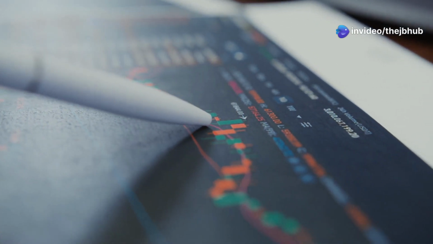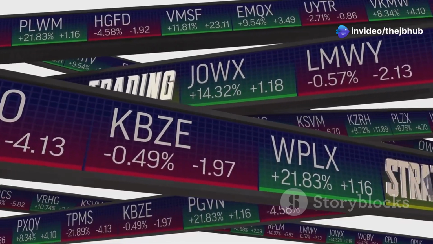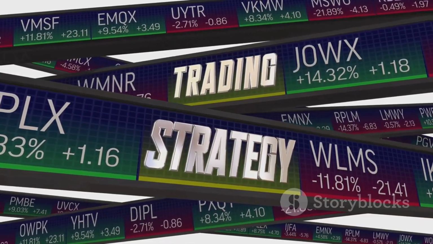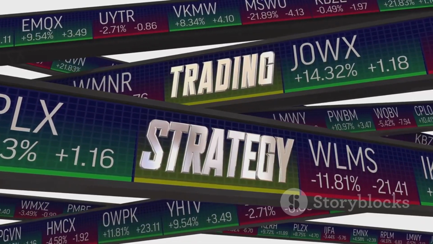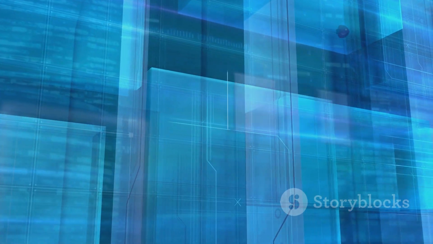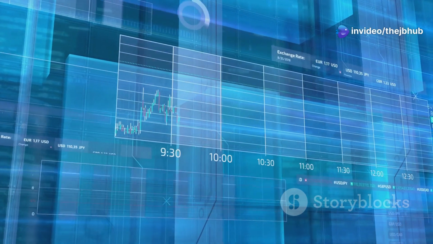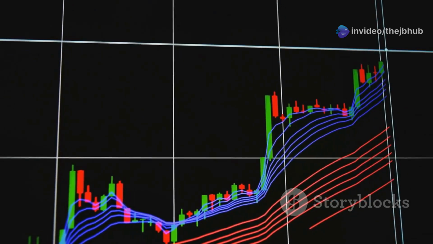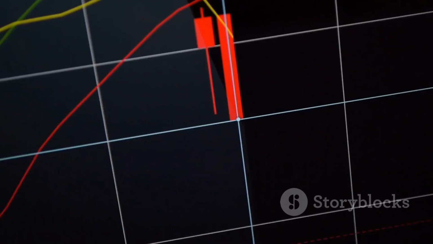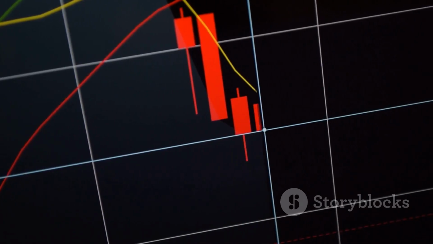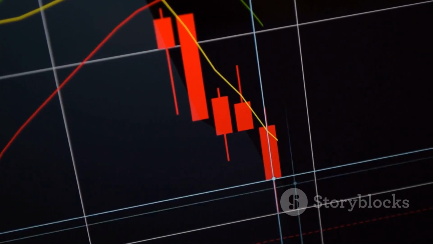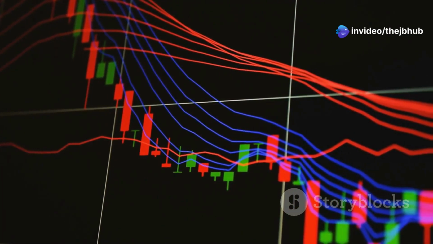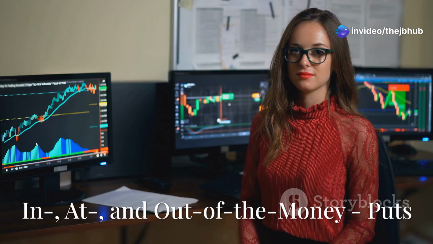In, at, and out of the money. The relationship between the strike price of an option and the current market price of the underlying security determines whether an option is in, at, or out of the money. For call options, the relationships may be summarized as follows. Calls are in the money if the stock's market price is above the strike price of the option. Calls are at the money if the stock's market price is the same as the strike price of the option. Calls are out of the money if the stock's market price is below the strike price of the option.